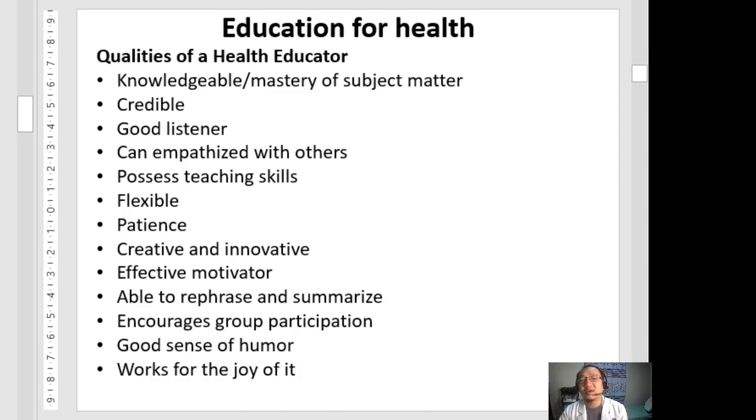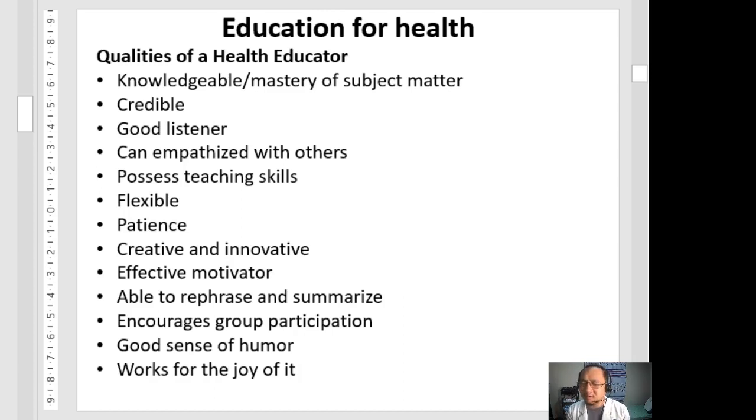So, education for health, qualities of a health educator. You should be knowledgeable, of course, of what you are teaching, of the topic you are delivering. You should be credible. You should be believable. You should have gained the trust of the people. You should be a good listener aside from a good speaker, because remember that health education is an exchange of information, exchange of ideas. You should also listen to your clients. Can empathize with others, meaning you can put yourself in their situation. You can put yourself in their shoes, as we say.